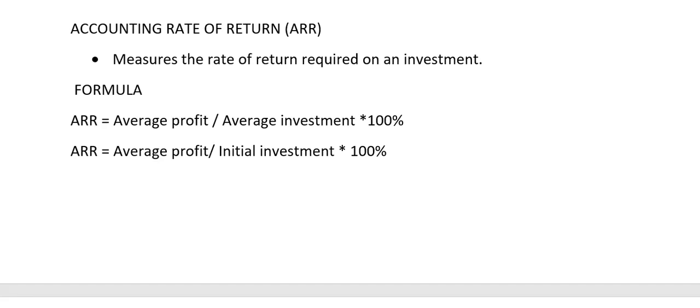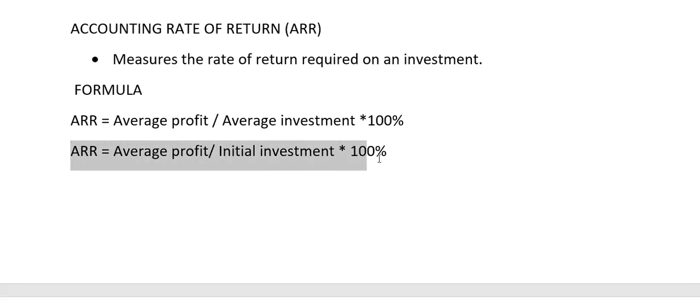But the good thing is, to avoid confusing you with the ROCE in ratios, they'll just make sure they use the accounting rate of return. What it does is measure the rate of return required on investments. So once you invest in assets, how much return are you expecting? The formula is average profit over average investment times 100.